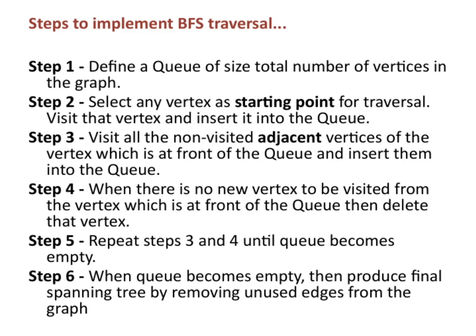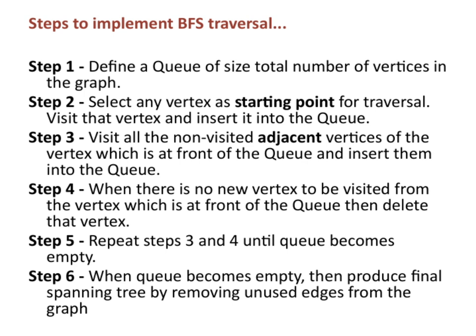Let's walk through the key steps to implement BFS traversal. First, we start by defining a queue that can hold as many elements as there are vertices in the graph. This queue is essential for managing the order of traversal. Next, we select any vertex as our starting point. We visit this vertex and then insert it into the queue. This initial step kicks off the process.